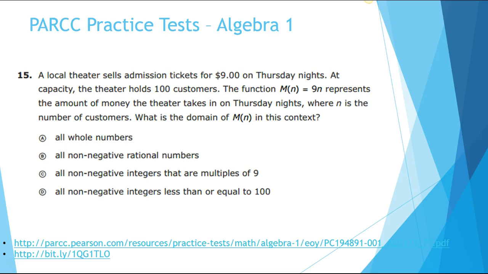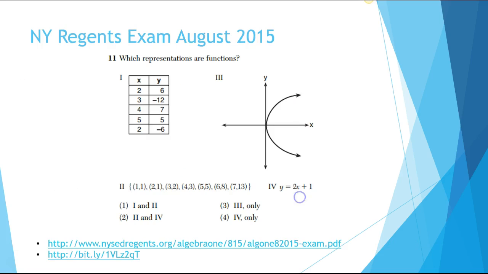So they really need to understand that domain is that input, and so they need to be non-negative, because obviously we can't have negative people, and they need to be less than or equal to 100. And so understanding all of these things about domain, this is what we're going to discuss today, as well as the previous examples. Here's one from the New York Regents exam.